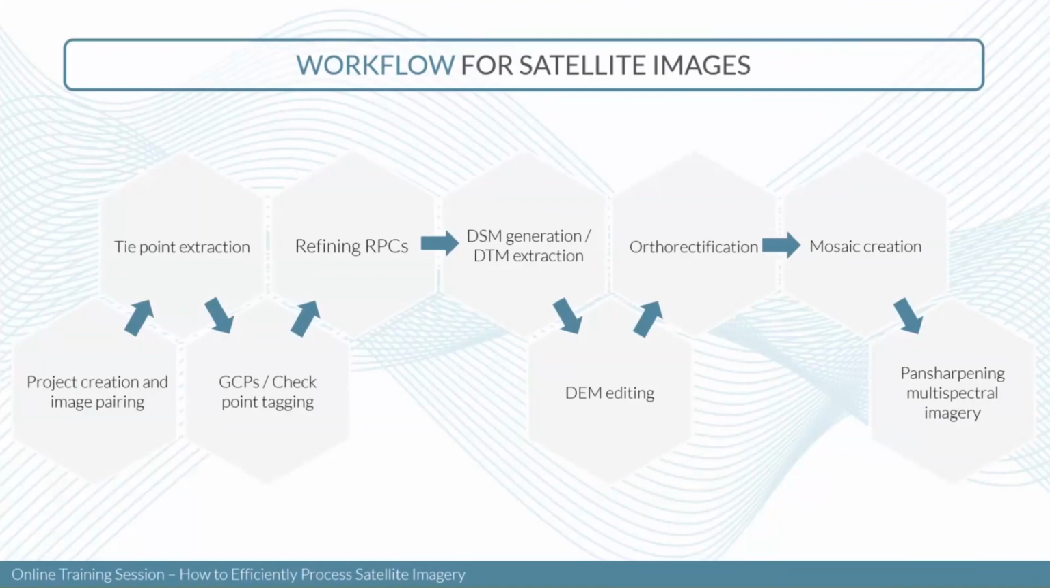Finally, from this surface model, you will be able to ortho-rectify your images. And depending on the number of images that you have, if you have multiple scenes, you will be able to create a mosaic of those images. And finally, if you only have one image or you have a mosaic, you will be able to Pansharpen the multispectral imagery.